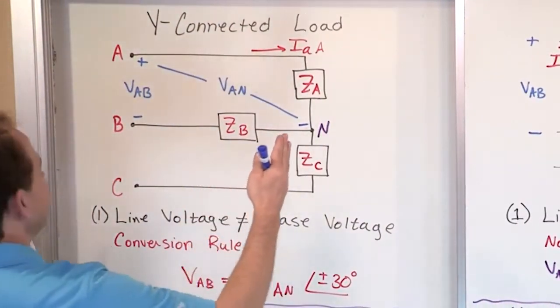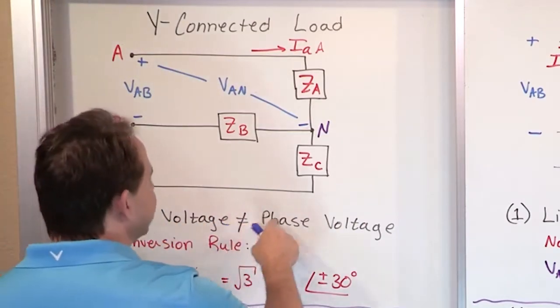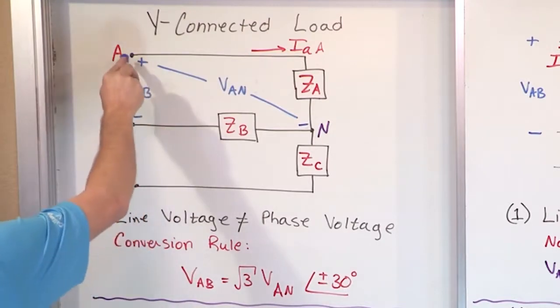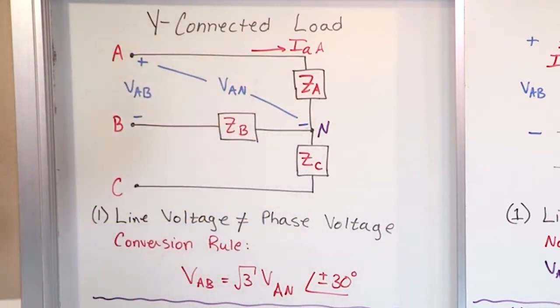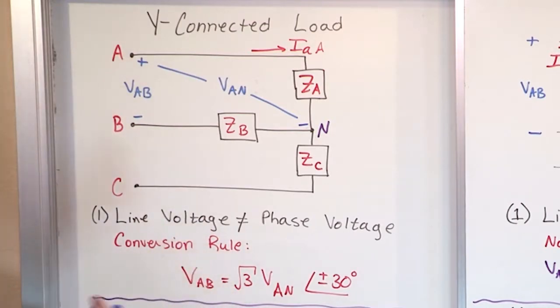Now let's go back to the Y circuit. Point number 1, the line voltage is not equal to the phase voltage for a Y-connected load. You know that. That means that this voltage is not the same as this voltage. Because they're not the same, we have to have a conversion rule. This is the one we've been using all through the last class.